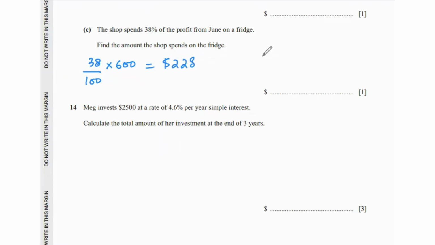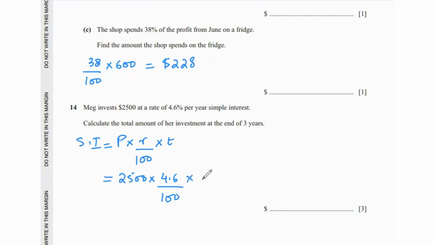Then it says Meg invests $2,500 at a rate of 4.6% per year simple interest. Calculate the total amount of her investment at the end of 3 years. So simple interest formula is principal amount times the rate of interest divided by 100 times the time period. Principal amount, which is the amount she invested, that's 2,500 times 4.6 over 100 multiplied by 3. This will give us the interest she has earned in the 3 years.